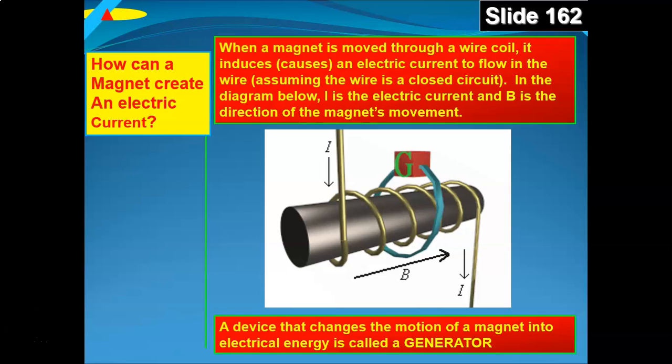So how can a magnet create an electric current? When a magnet is moved through a wire coil, it induces, the word induce simply means to cause, an electric current to flow in the wire. In the diagram below, I is the electric current and B is the direction of the magnet's movement. If that magnet is moving from left to right, it will cause a current to flow down and around those loops and then down out the bottom there. A device that changes the motion of a magnet into electric energy is called a generator.